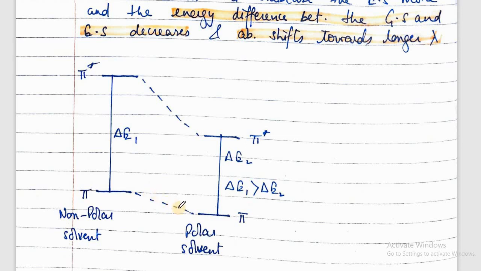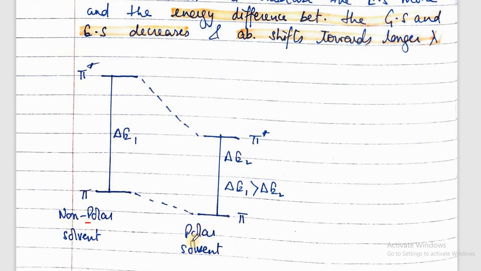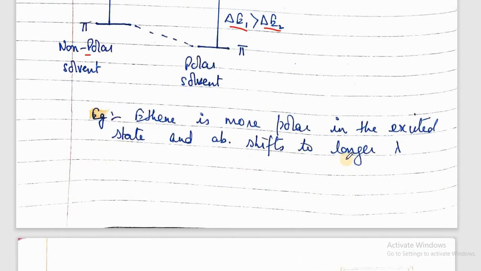So its level shows less stability, and here it shows more stability, and so it gets lowered in energy. Now if we see the difference between the pi to pi star and ground state in non-polar solvent and in polar solvents, in non-polar solvents the difference is larger. Suppose it is delta E1, and in the polar solvent it is delta E2, we can say that delta E1 is greater than delta E2. So as the polarity of the solvent increases, this difference becomes lesser, so the wavelength becomes longer, so absorption will shift towards the longer wavelength.